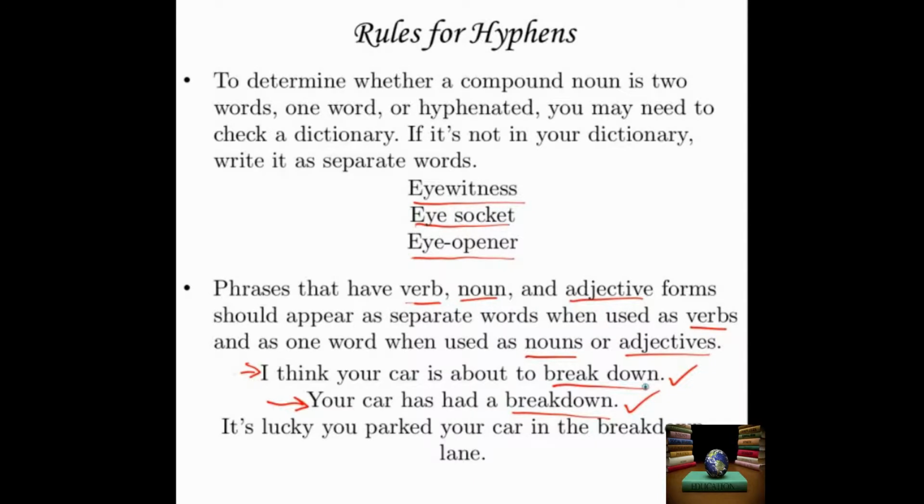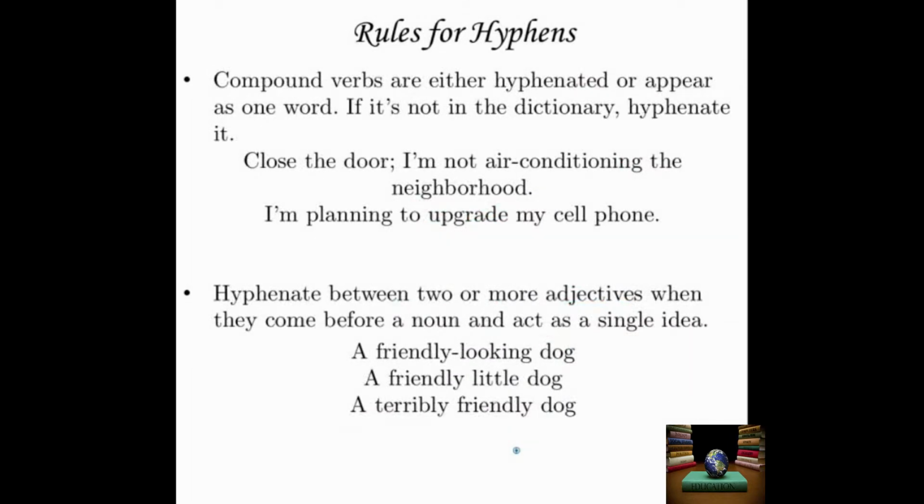And if you use it as an adjective, it's lucky you parked your car in the breakdown lane. Here, breakdown is an adjective describing lane. What kind of lane is it? The breakdown lane. Well, in that case, you also write it as one word because it's being used as an adjective. All right. How does this all relate to hyphens?